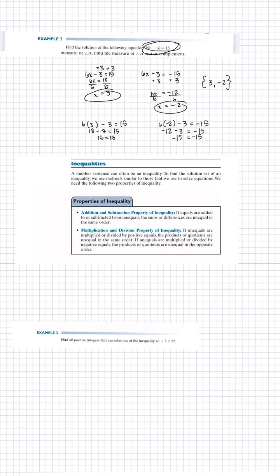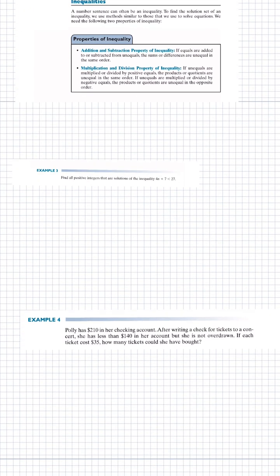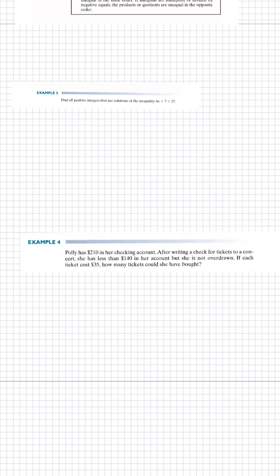Now I get that's a little bit confusing, so this is why we're going to dive into example 3. Example 3 states: find all positive integers that are solutions of the inequality 4n plus 7 is less than 27. So let's quickly rewrite that: 4n plus 7 is less than 27. We're going to solve this the same way that we solve equations, as I stated above. This doesn't have any negative coefficients, so we don't have to switch the inequality symbol at all. So we're going to solve this just normally.